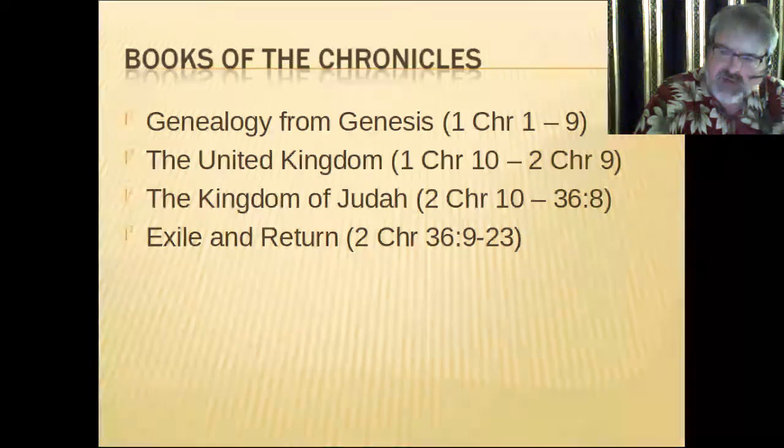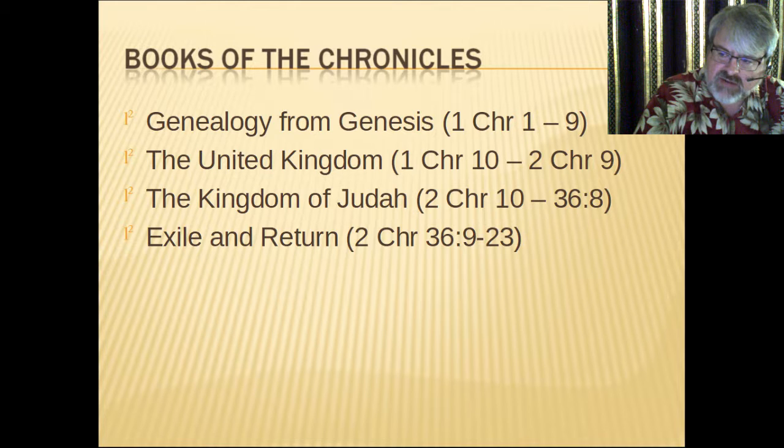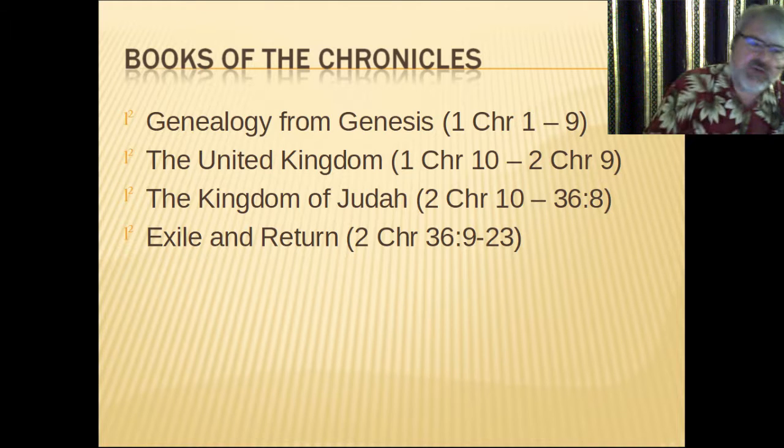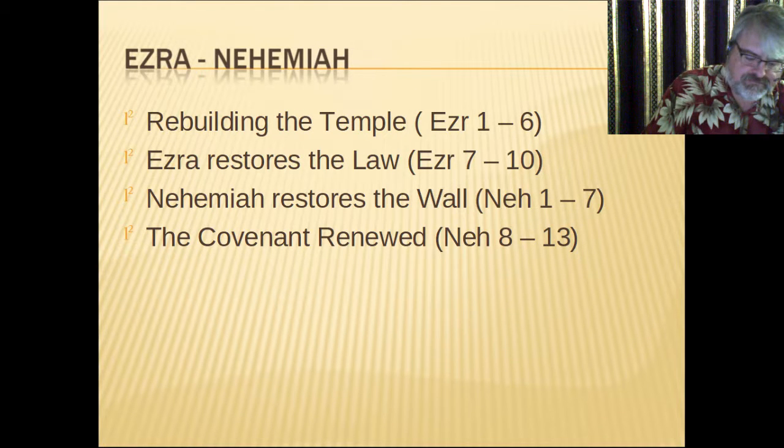Then we talk about the United Kingdom, 1 Chronicles 10 to 2 Chronicles 9, that's through the end of Solomon's reign. And then the kingdom of Judah, from 2 Chronicles 10 to 36:8. And then this little curious section kind of tacked on to the end when the king of Persia decides to send the people back. And that's what really sets the stage for Ezra and Nehemiah.